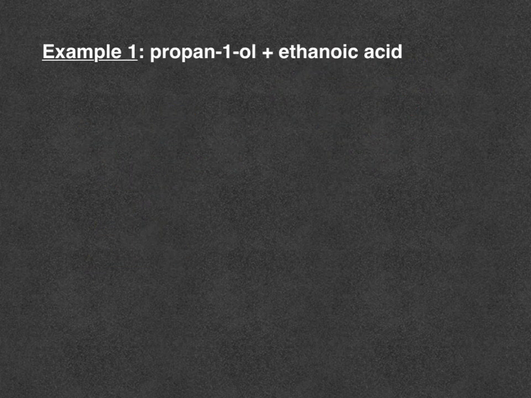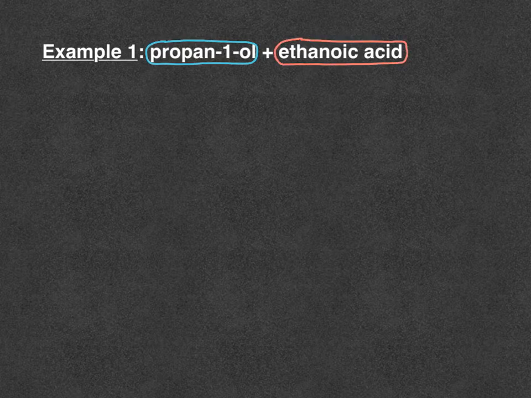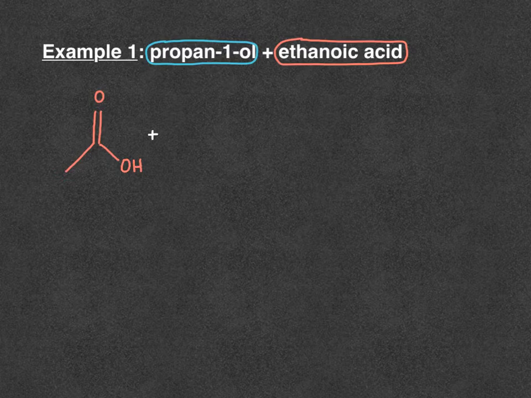So the first example that we're going to look at is the reaction of propanol with ethanoic acid. So this, propan-1-ol, we're going to draw in blue, and ethanoic acid we're going to draw in red so that we can see where each part comes from. So we'll start by drawing our ethanoic acid. So ethanoic acid is 2 carbons, including the carbon of our carbonyl. And we're going to add our propanol.